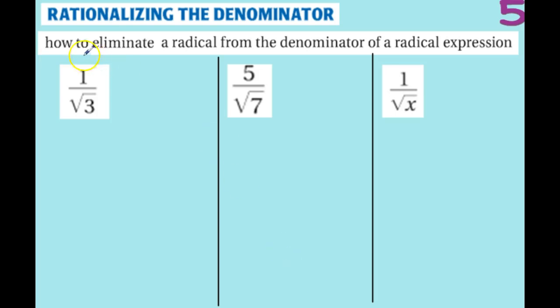When we write square roots or radicals, we need to have the square root always be on the top of the fraction. We can't have a square root on the bottom. So it says, how do we eliminate a radical from the denominator of a radical expression? We need to, what it says, rationalize the denominator. Make it a normal number. It's irrational right now, square root of 3, I don't know what that is. We need to rationalize it or make it a nice counting number on the denominator.